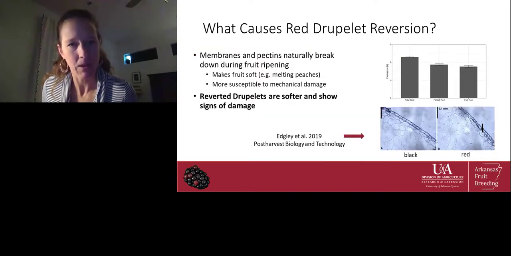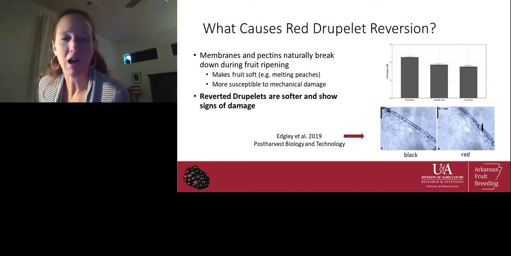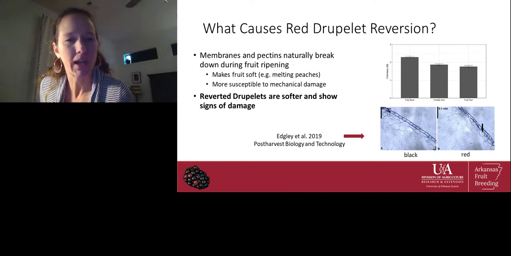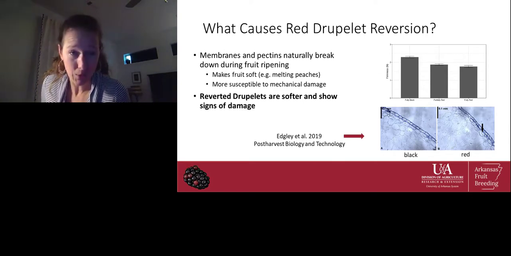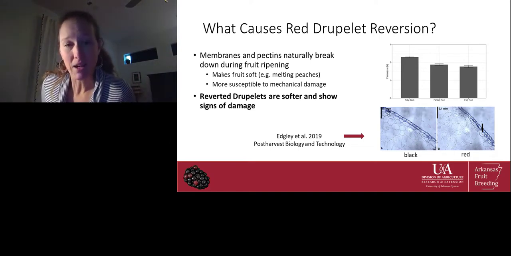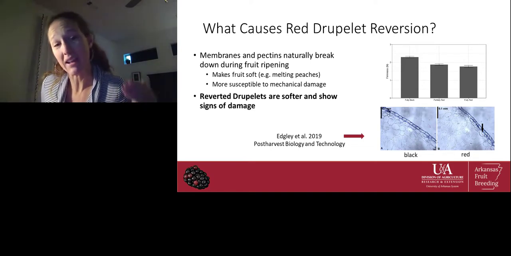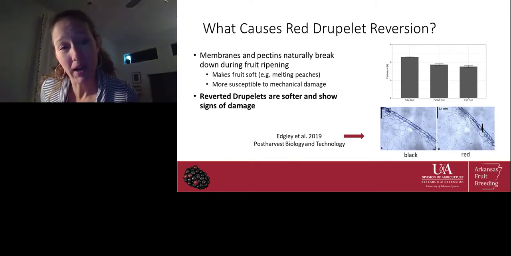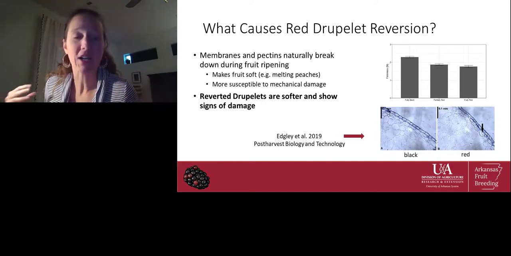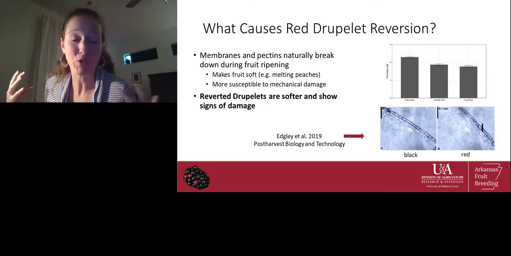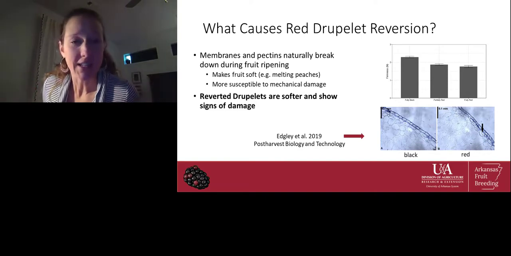So next. We know that membranes and pectins naturally break down during fruit ripening. This is what makes fruit soft, like those nice melting peaches we enjoy. And it also makes that fruit more susceptible to mechanical damage. So in red drupelet reversion, you have membranes that are breaking down, and that's breaking down the tonoplast, which is the membrane around the vacuole, and you have the contents of the vacuole spilling out into the cytosol where those red drupelets have their anthocyanins degraded.